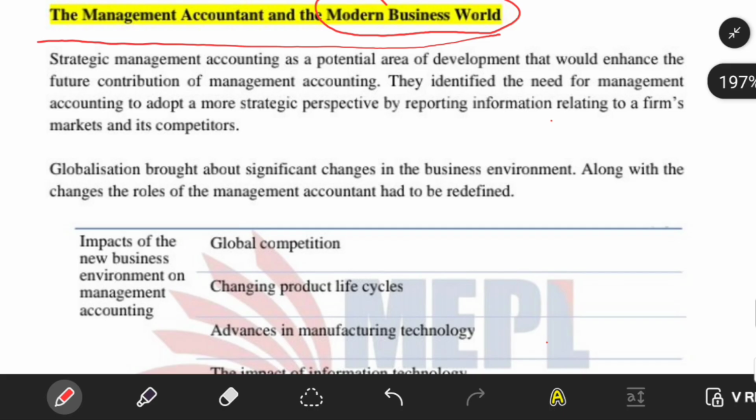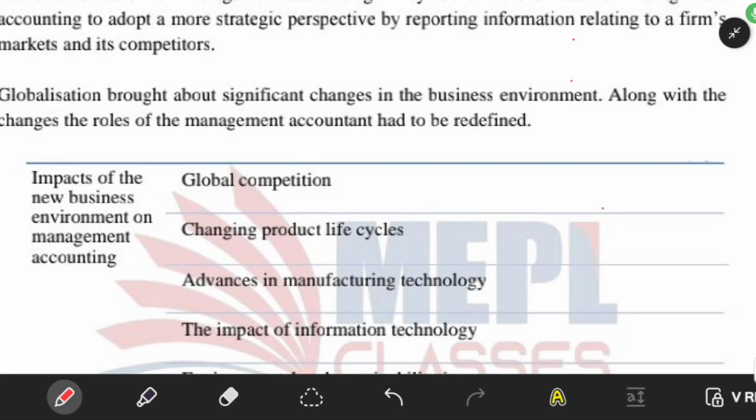So the first point is global competition. Today's businesses are competing not in their city or country but across the world. So the management accountant must study international prices, competitor strategies, and cost differences, and it helps the business to reduce its cost without losing quality. For example, if an Indian company is competing with a Chinese brand, the management accountant helps in cost comparison and gives strategies to stay competitive.